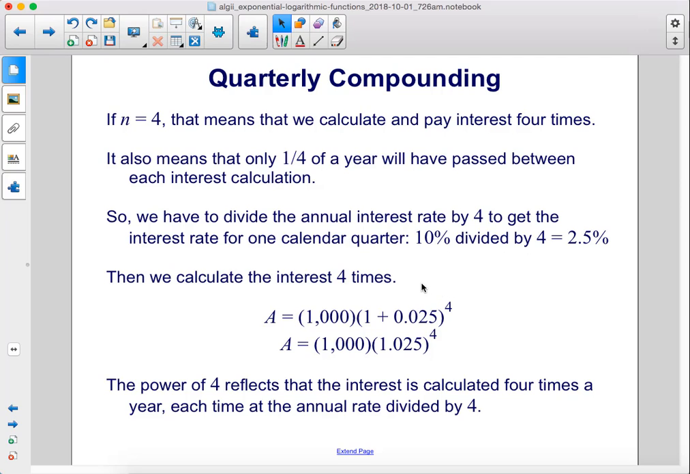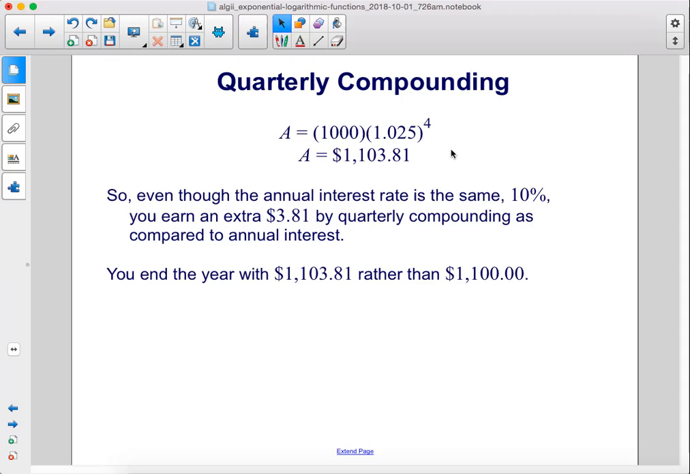Then we calculate the interest 4 times. So we have 1,000 as our initial investment, 1 plus 0.025, the new interest rate, and then raise it to the power of 4. The power of 4 reflects that the interest is calculated 4 times a year, each time at the annual rate divided by 4.